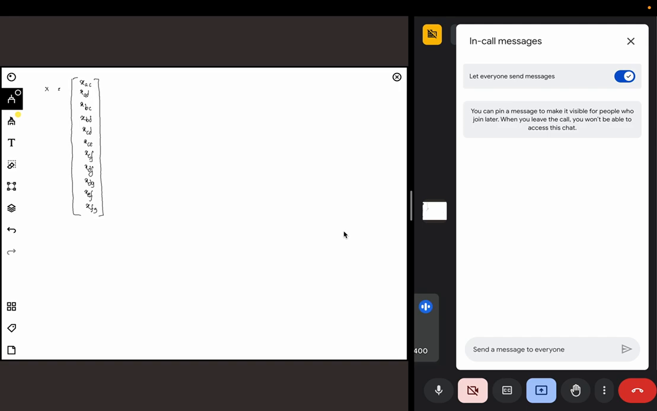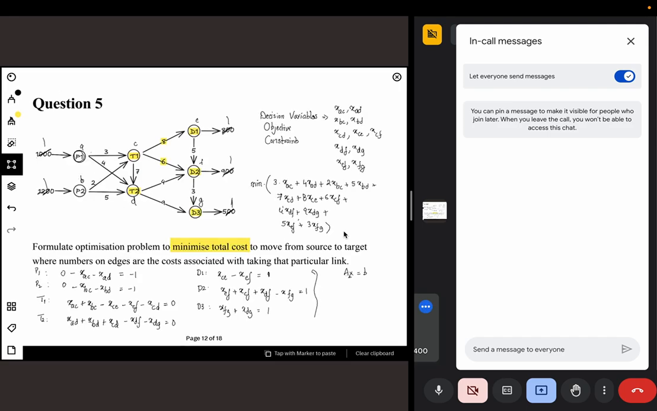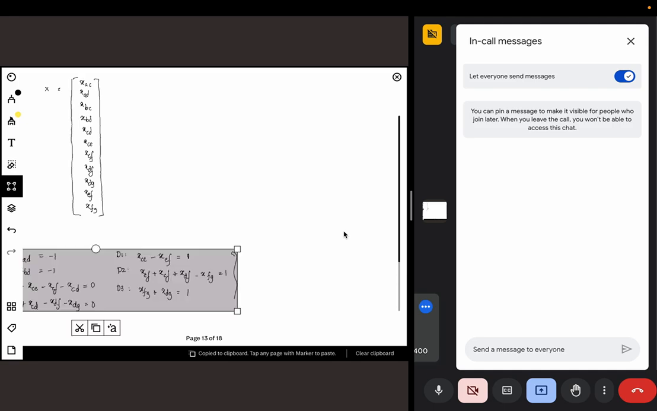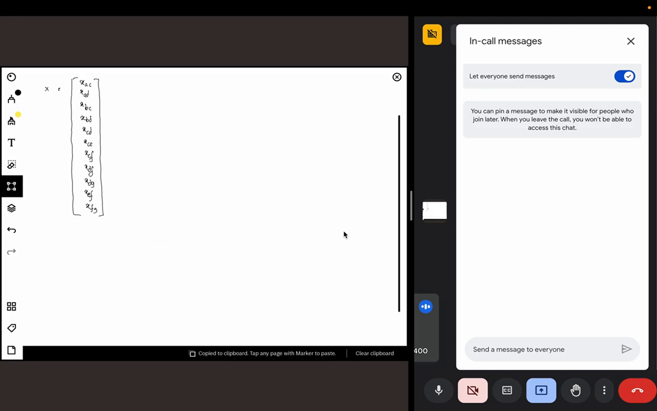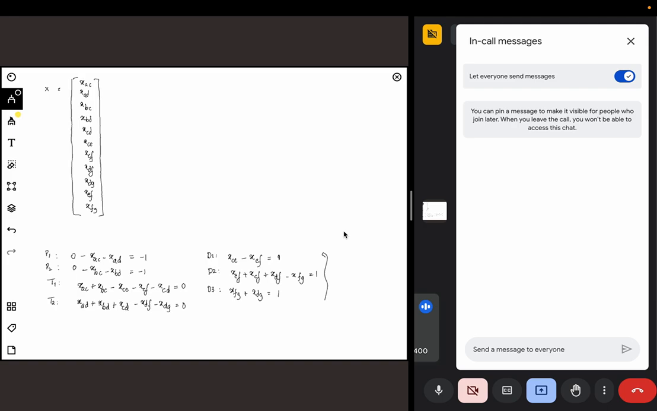Now how do I write my A matrix? You take all these equations and then you have to write the matrix. How will that matrix look? If you take all these equations, essentially they will be multiplied with this thing.